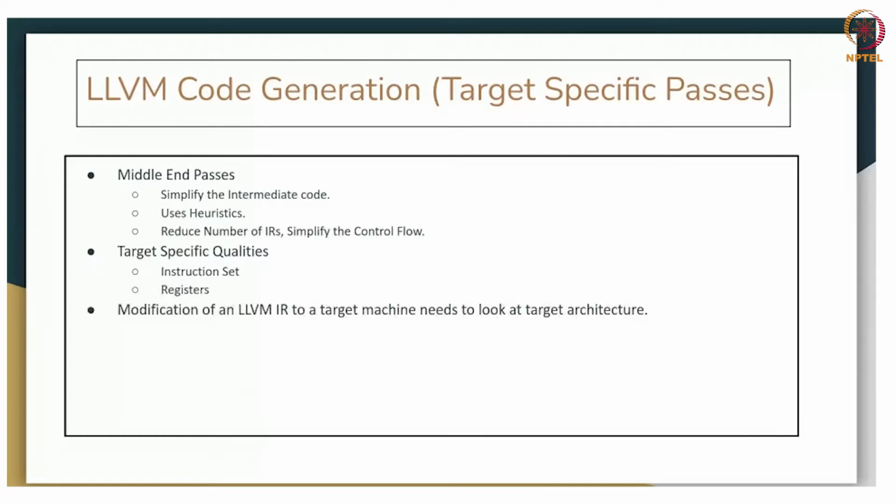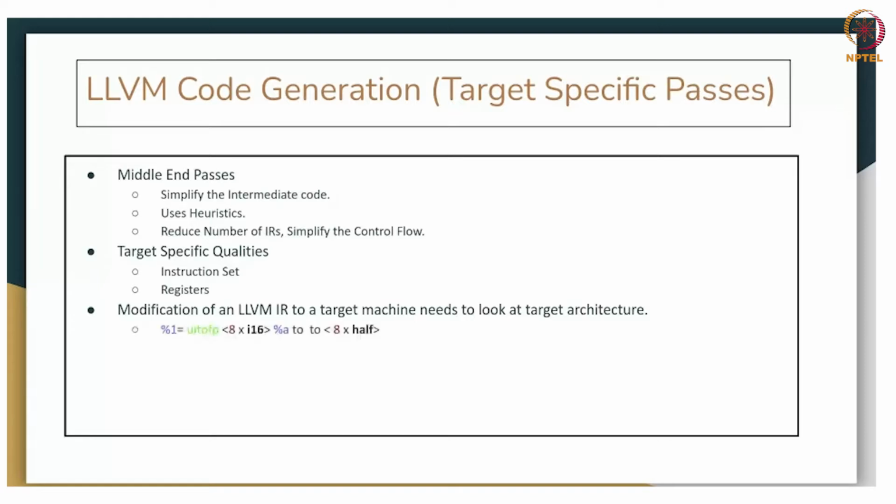So modification of LLVM IR to the target machine needs to look at the target architecture. So the target and its architecture, its instruction set, its registers, latency associated with the instruction set, all things come into the picture. So a detailed understanding of the architecture is required for code generation to be done. But LLVM provides a generic API, a prototype, in which you have to implement the target specific passes.